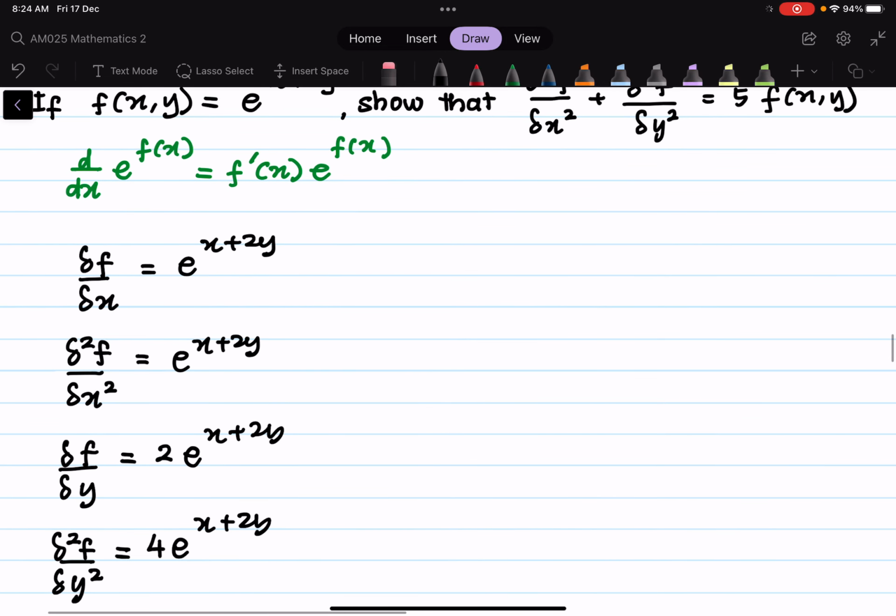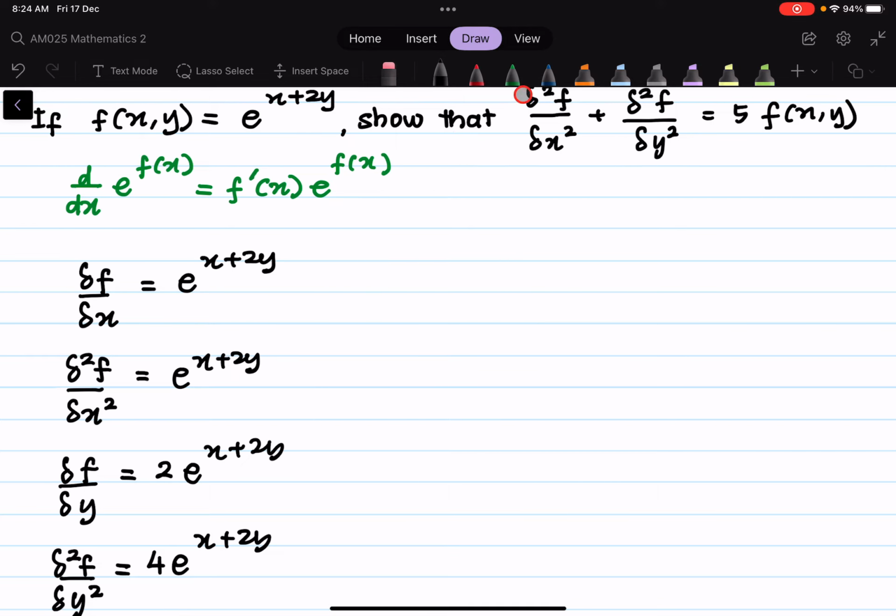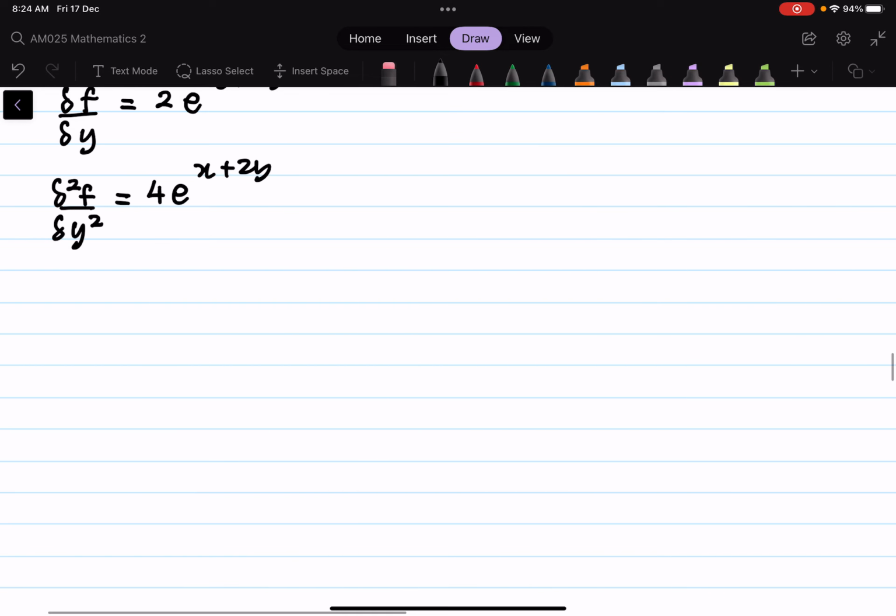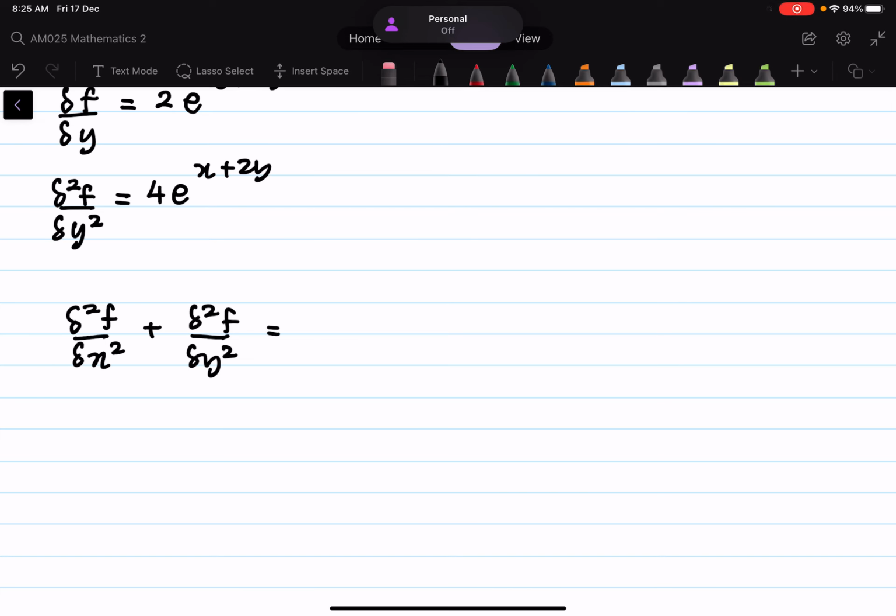So now let us take a look again. Show that ∂²f/∂x² plus ∂²f/∂y² equals 5f(x, y). So let us add ∂²f/∂x² plus ∂²f/∂y², which equals e to the power x plus 2y plus 4 e to the power x plus 2y, which is 5 e to the power x plus 2y.